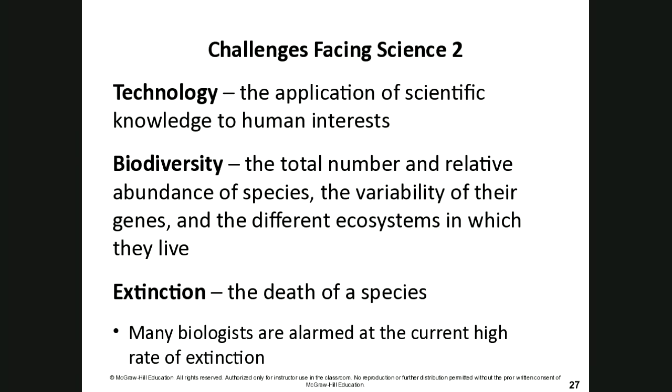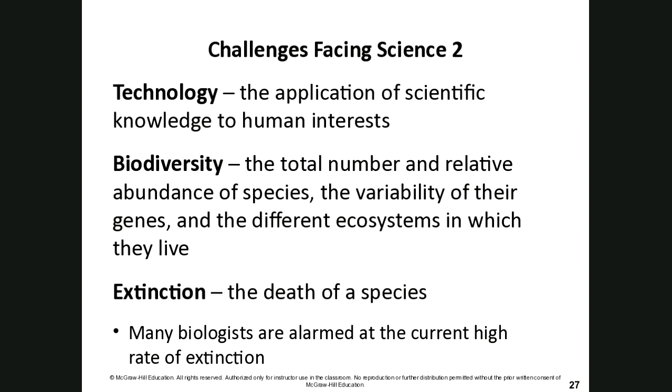So, some challenges that are facing science today, and things that we use to face those challenges. Technology is the application of scientific knowledge for human use. Biodiversity is the number and relative abundance of species and the variation of genes within the ecosystems. Those organisms that have the most varied genes are more likely to go on and do well than those that do not. Those that do not have a lot of variability face a much higher chance of extinction, which is a complete death of a species.